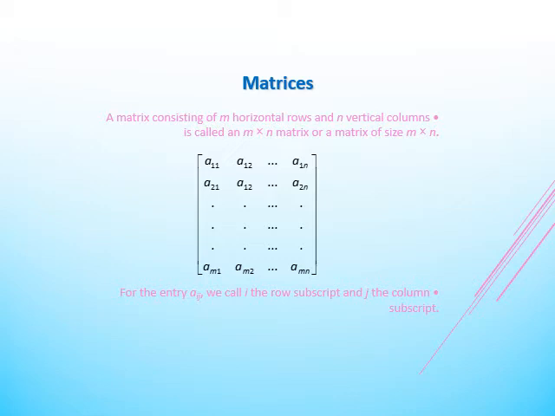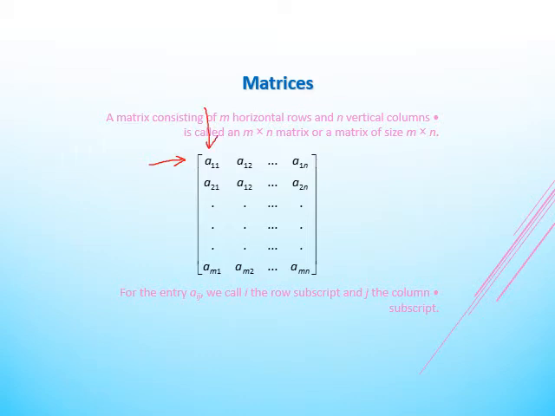Here is the matrix definition: a matrix consists of m horizontal rows and n vertical columns. It's called an m by n matrix, or a matrix with size m by n. You should know that the size of the matrix is very important to determine for our solution. We first say the number of rows, then we identify the number of columns.